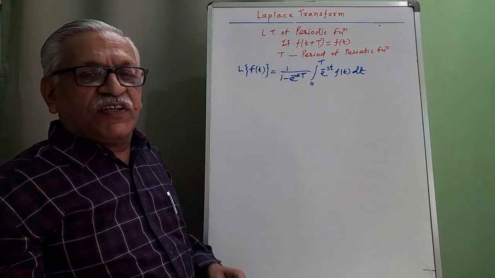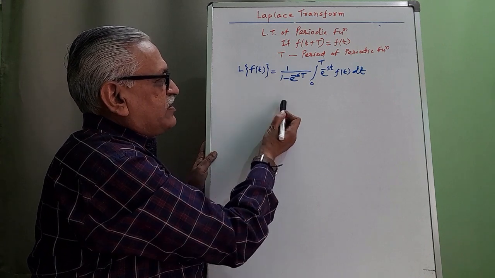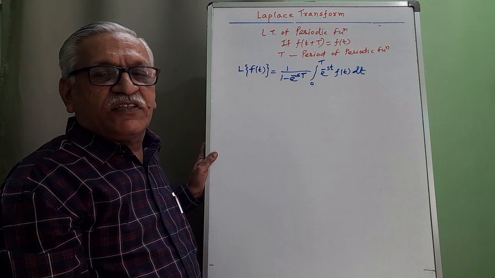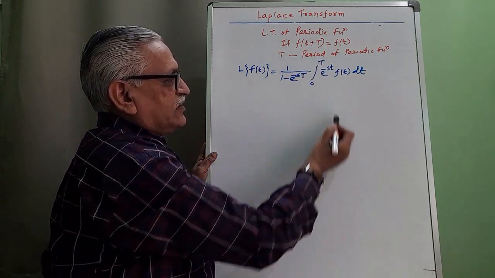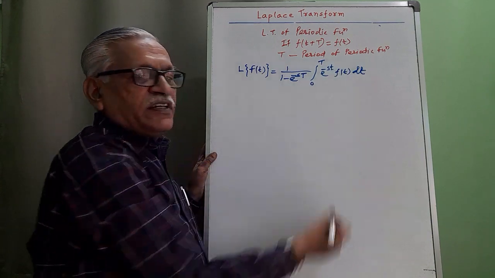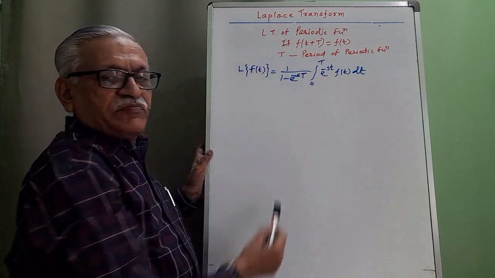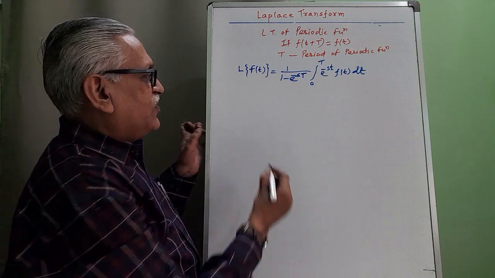And if that function is periodic, its Laplace transform is given by 1 upon 1 minus e raised to minus s into capital T, integral from 0 to capital T of e raised to minus st, here t is small, f of t dt. Two types of t, small t and capital T, where that capital T stands for the period of that periodic function.